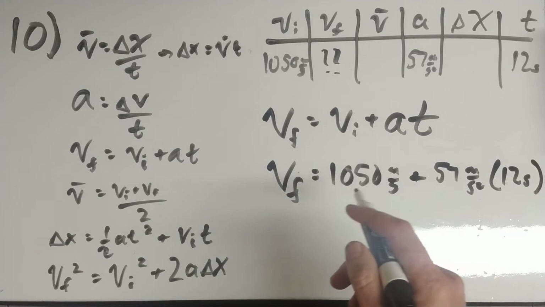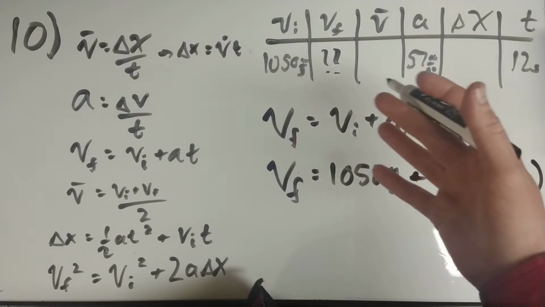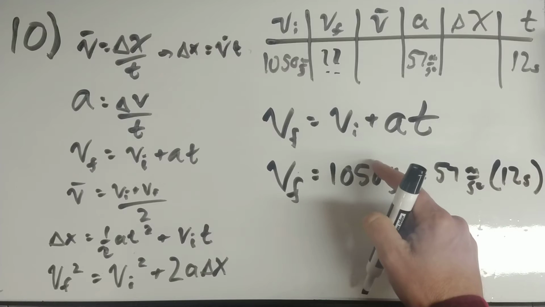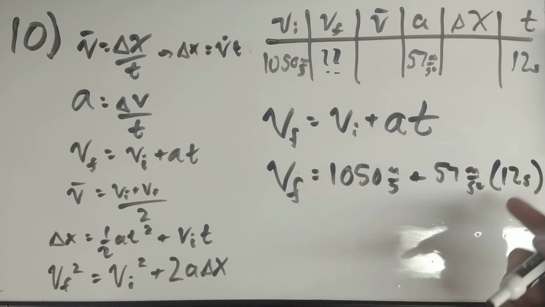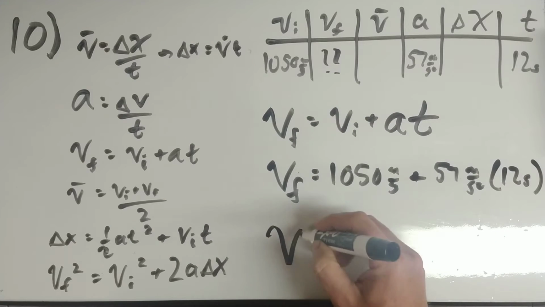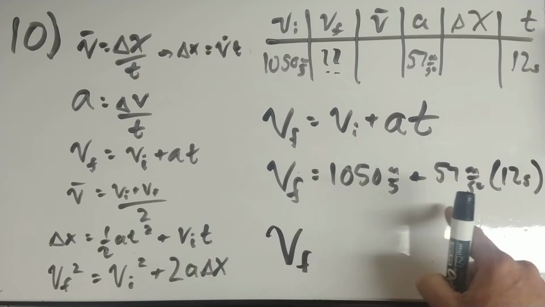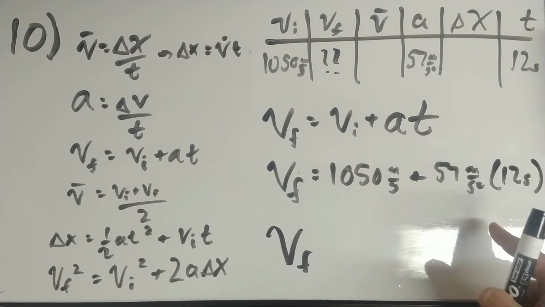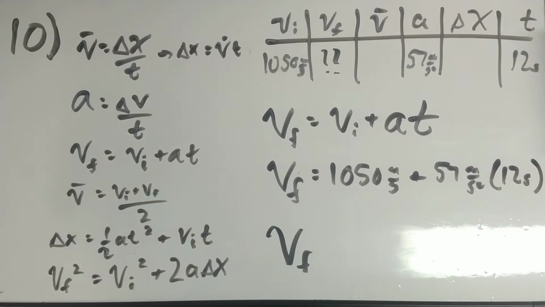So on the Regents, this is what you have to do. You have to write down the equation, substitute in the numbers with units, and then solve it. So 1050, and 57 times 12. Of course, I don't have a calculator down here with me right now, it appears. So I'll have to wing this in my head.